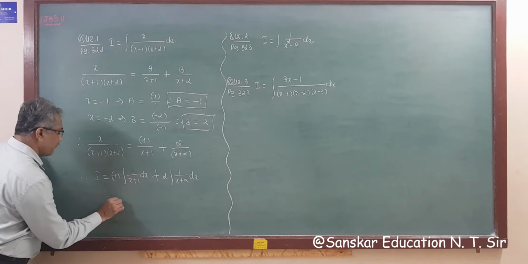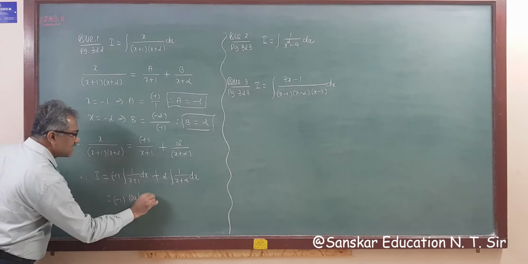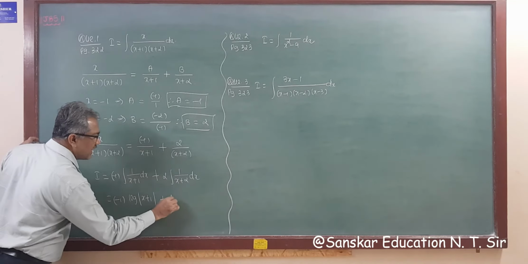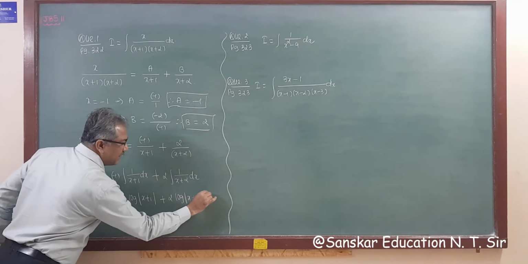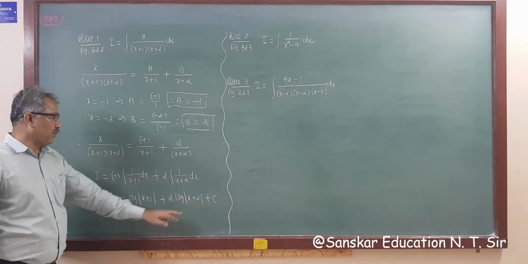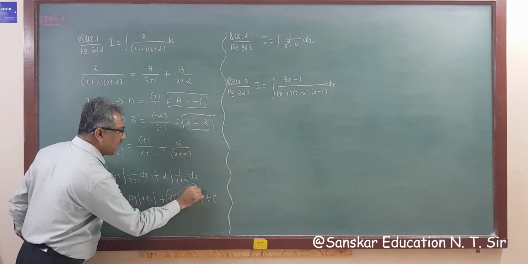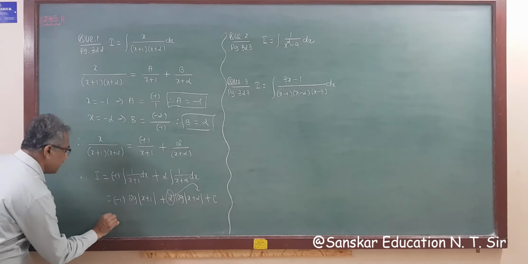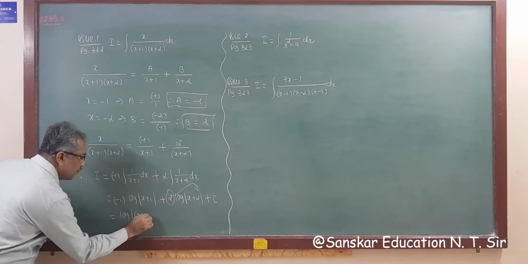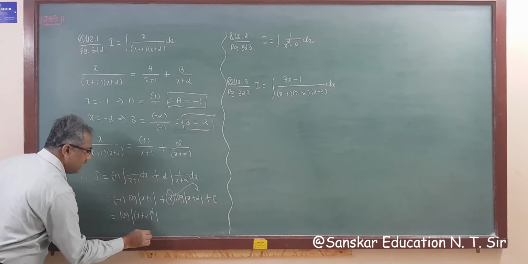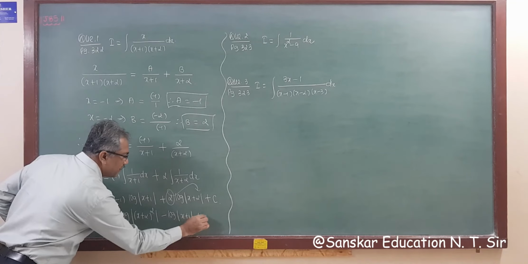So what we get? Minus 1 log mod x plus 1 plus 2 times log mod x plus 2 plus c. Now log a minus log b, but the coefficient is 2. So applying the log x raised to n formula, the power goes up here. So what we get? This is log mod x plus 2 whole square, right? Minus log mod x plus 1 plus c.